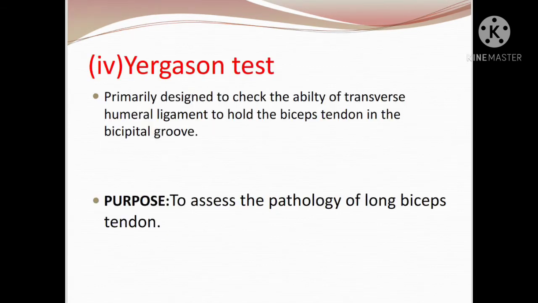Fourth, Yergason test, to check the ability of the transverse humeral ligament to hold the biceps tendon in the bicipital groove. Purpose: to assess pathology of the long biceps tendon. Yergason test. Patient position: sitting.